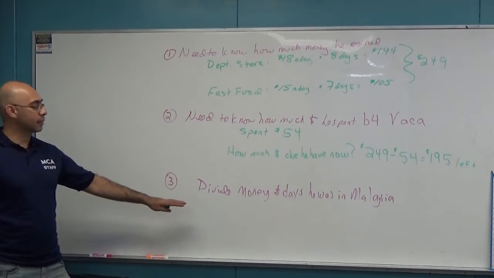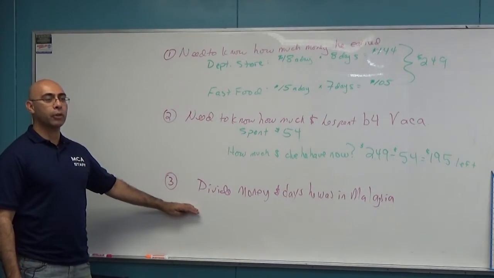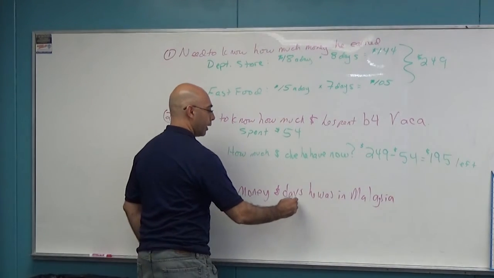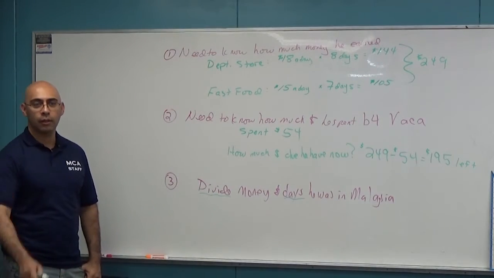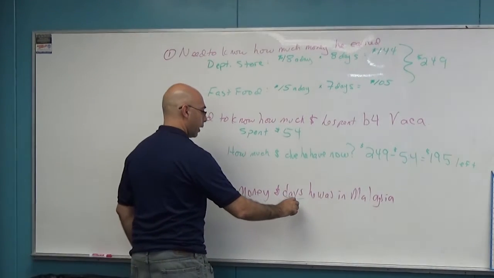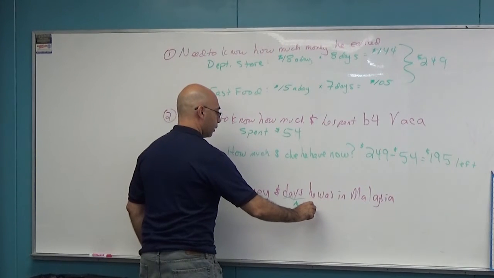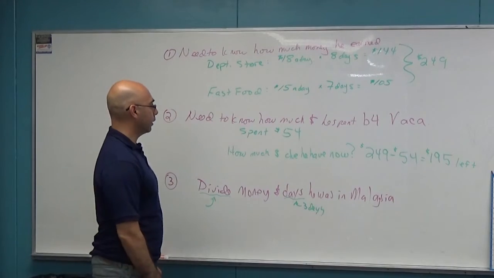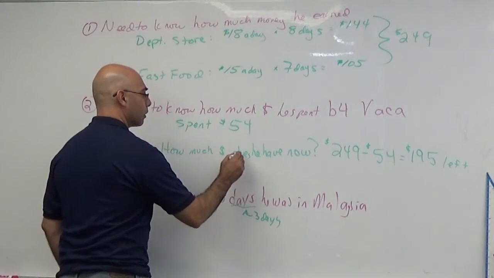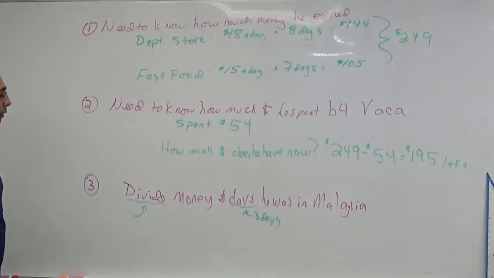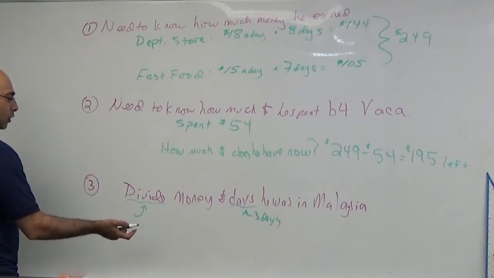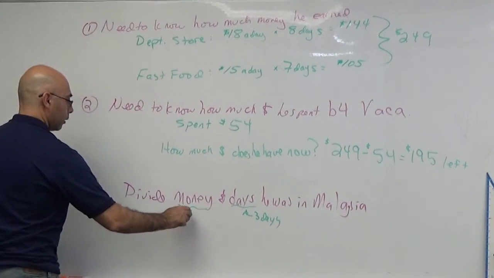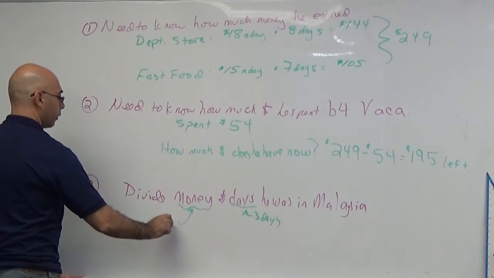Now the question is this: how much money did he spend per day in Malaysia? As we were told, we divide our money by the days. How many days was he in Malaysia? 3 days. How much money does he have again? He has $195.